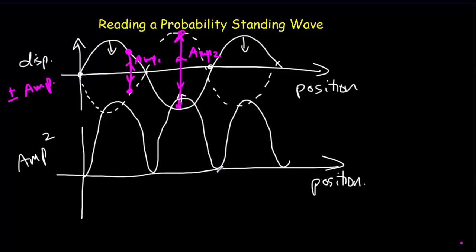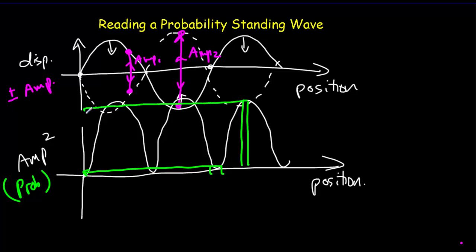And the way that we would read that graph is we could pick out a region in space. So maybe we pick out this region here. And we'd notice that the amplitude squared is really, really small in that region. And that means there's a very low probability of finding the electron in there. If we looked in this little region here, we'd have a very high average amplitude squared, or high probability, and that would mean there would be a large probability of finding the electron in that region.